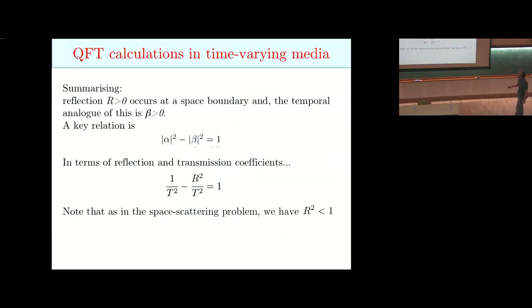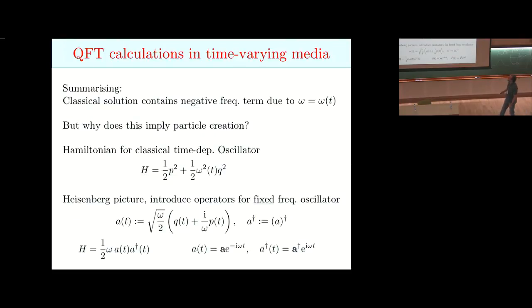Good. Okay. So reflection occurs at a space boundary, and the temporal analog of R, the reflectivity, being greater than zero, is that beta is greater than zero. And the key relation is this one here. So summarizing, this means that the classical solution contains this negative frequency term simply due to the fact that omega is a function of time. And we can also show that this does imply particle creation.